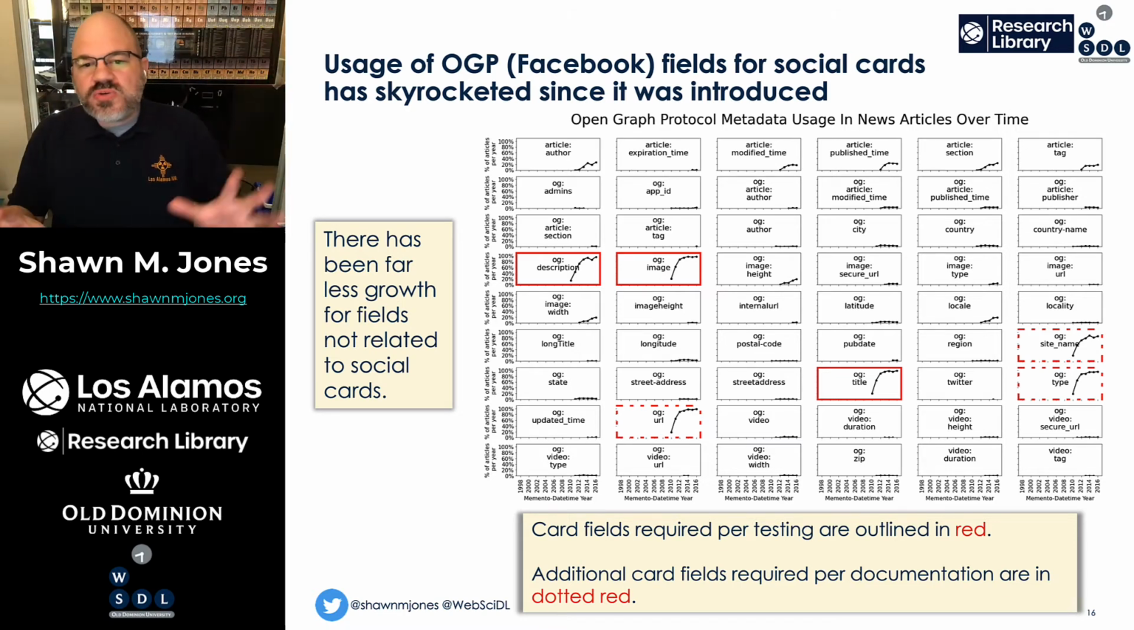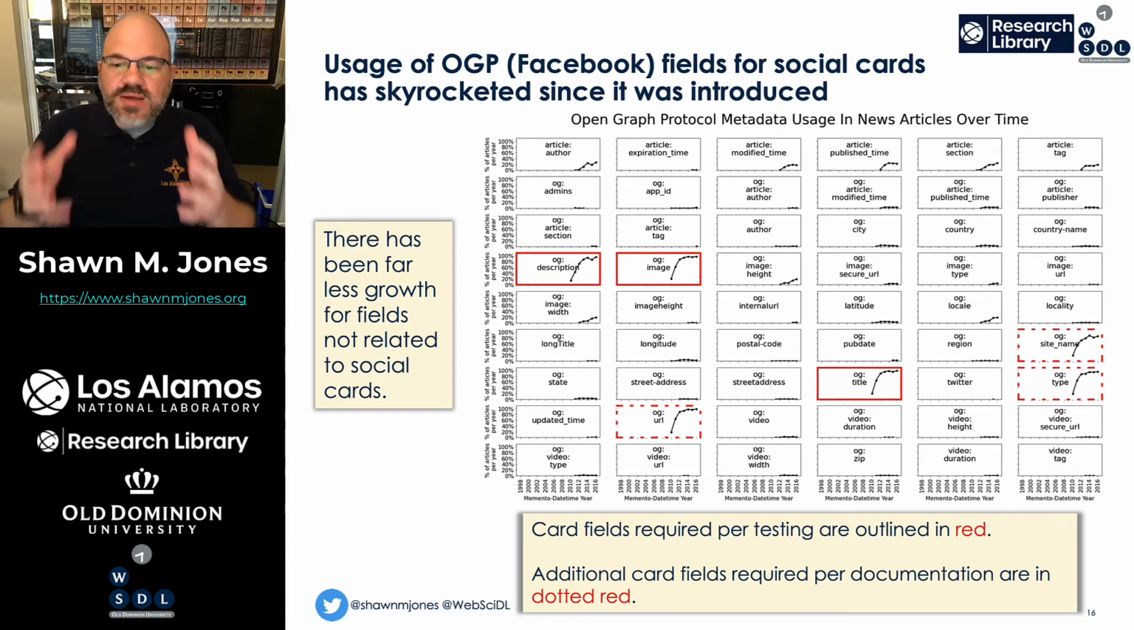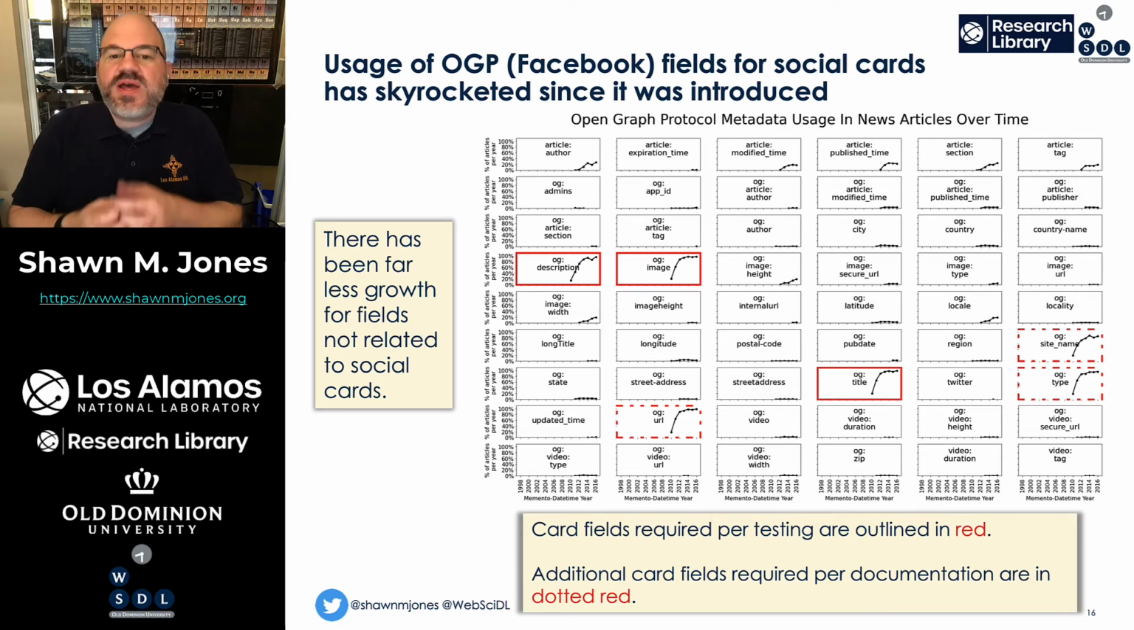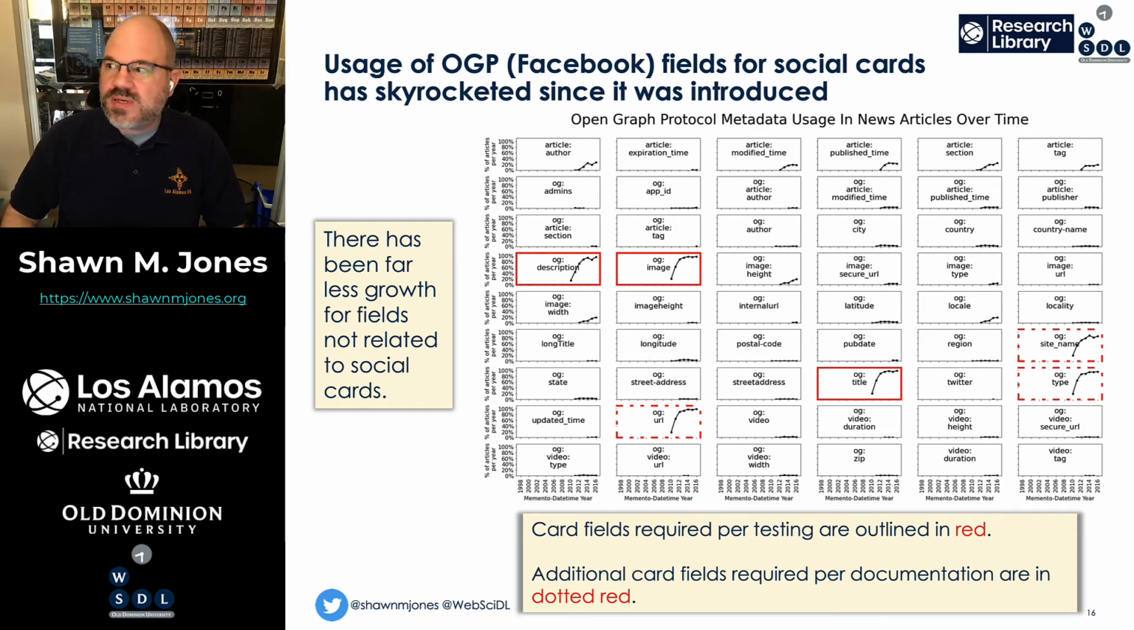These are all the OGP fields that were present in the data set, in our sample that we analyzed. And those things outlined in red are those associated with social cards. Those items that are outlined in dotted red are indicated to be required to create a card by the documentation, but during our testing, we found out that they're not necessarily needed. But there's been far less growth for fields that are not related to social cards because Open Graph Protocol is about more than just creating cards.